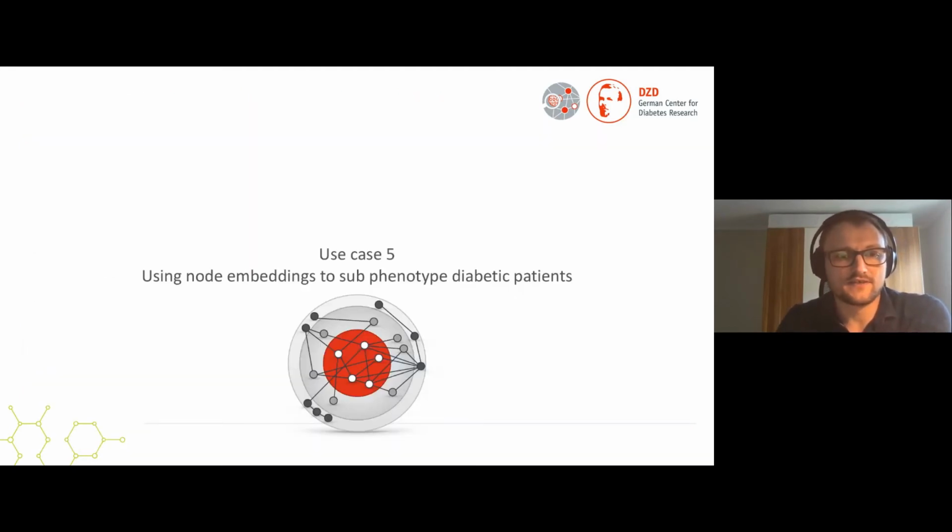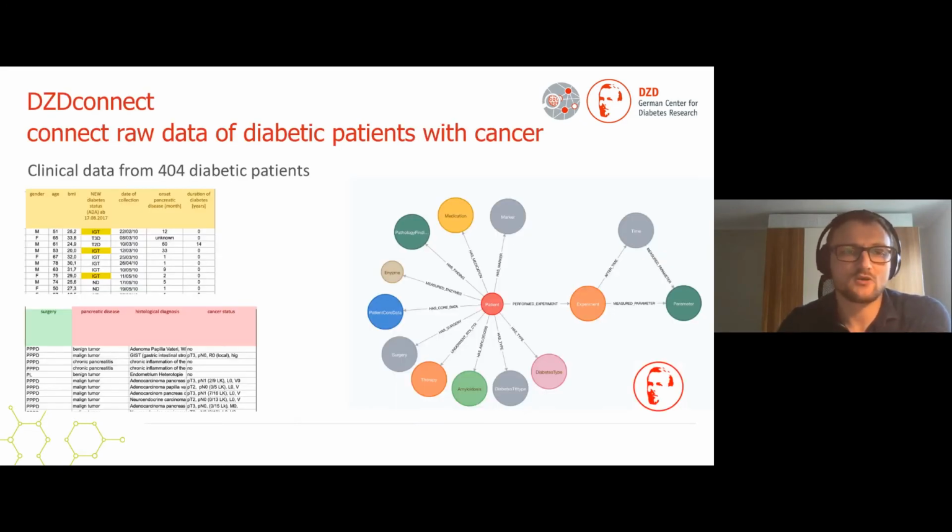Fifth use case is using node embeddings to subphenotype our diabetic patients. This is a little bit more complex, and I guide you through that. What we also integrate here is in-house data from the DCD. So raw data, medical data of here 404 diabetic patients. We have the gender, the age, surgery, we have diabetes type, also medications, and we do a variety of experiments on these patients where we acquire parameters. Sometimes they are time series, so we also acquire the timestamp for that.